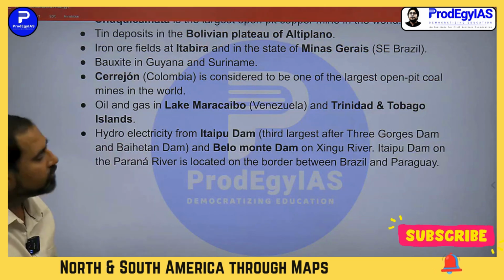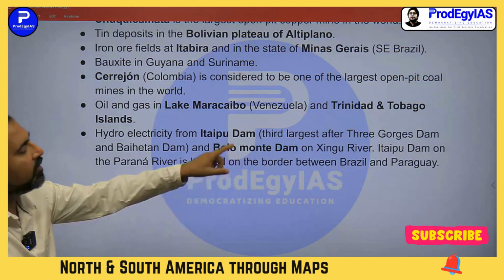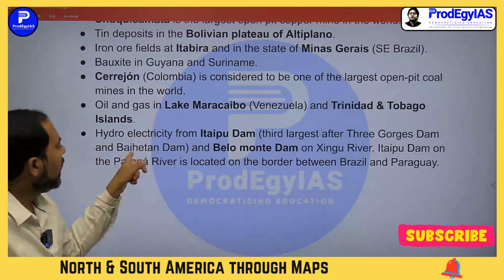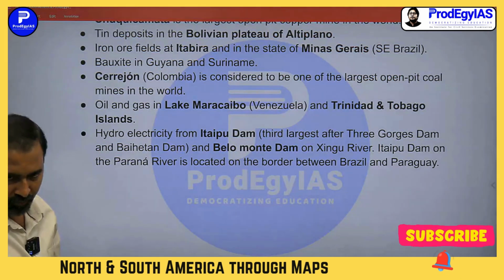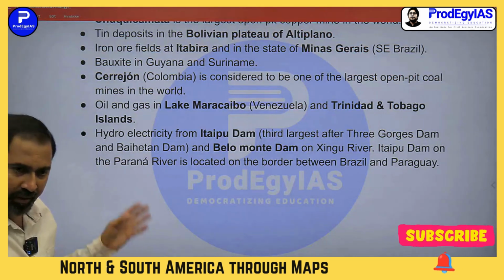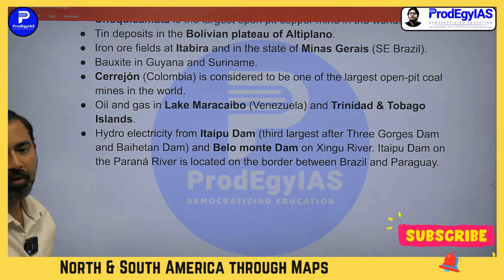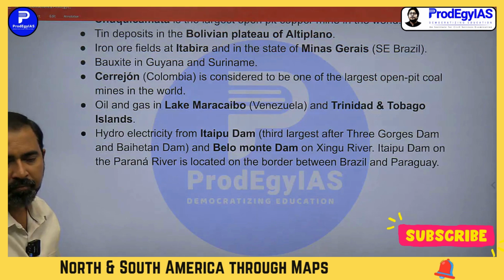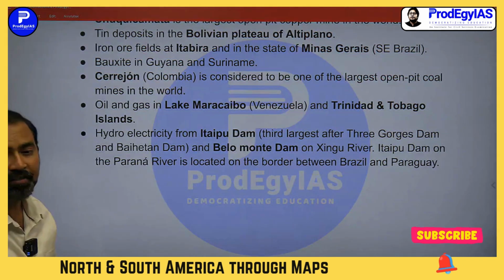Hydroelectricity from Itaipu Dam. It is the third largest after Three Gorges Dam and Baihatan Dam. Three Gorges and Baihatan both lie in China. When we study Asia, the Asian continent, then we will see where they are located. Three Gorges is the world's largest dam, or you can say hydroelectricity project. In which river? In Yangtze. Yangtze is the longest river in Asia.